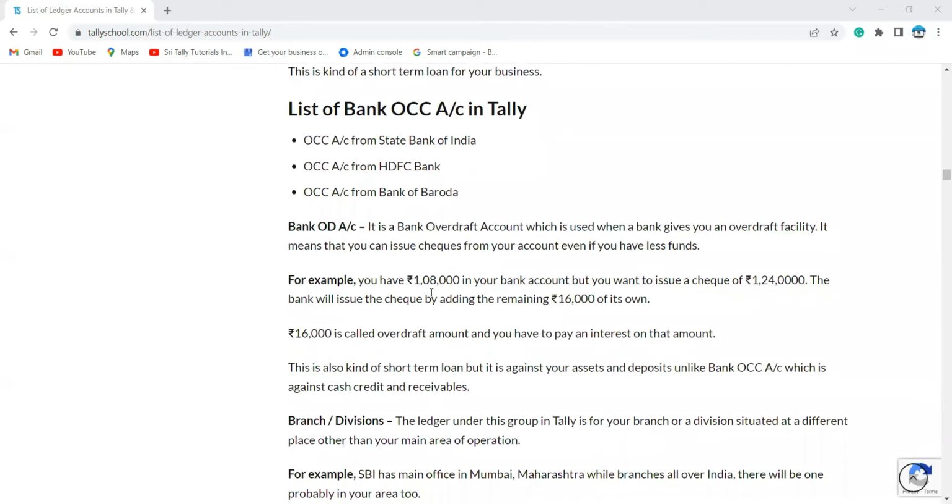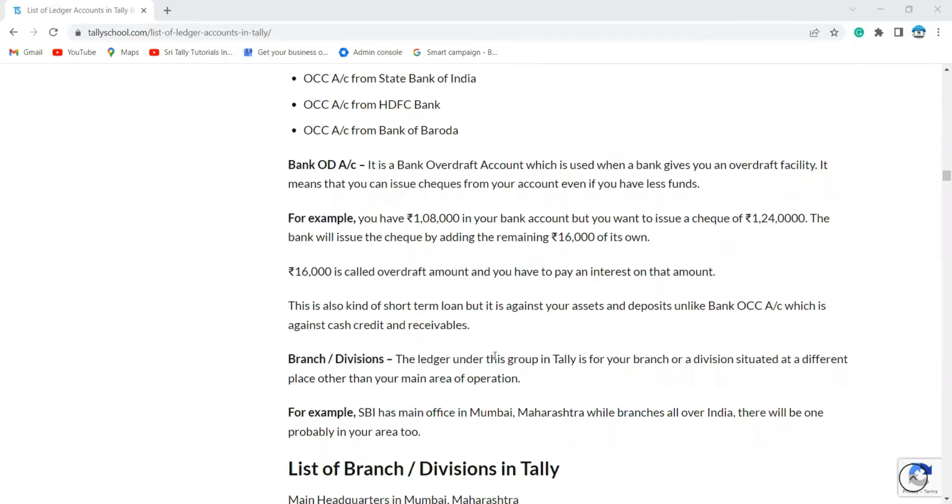For example, we have 1,08,000 in our bank account, but you want to issue a check for 1,24,000. The bank will issue the check by adding the remaining 16,000 of its own. 16,000 is called the overdraft amount, and you have to pay interest on that amount. This is also a kind of short-term loan, but it is against your assets and deposits, unlike the bank OCC account, which is against stock and receivables.